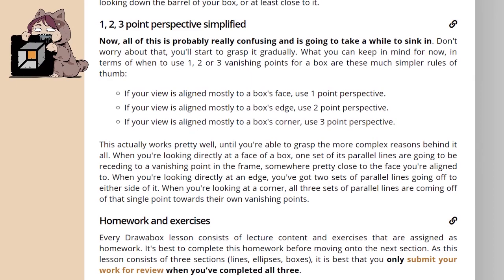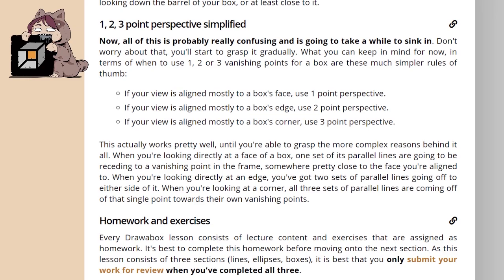So 1, 2, 3-point perspective simplified. Now, all of this is probably really confusing and is going to take a while to sink in. Don't worry about that. You'll start to grasp it gradually. What you can keep in mind for now, in terms of when to use 1, 2, or 3 vanishing points for a box, are these much simpler rules of thumb.